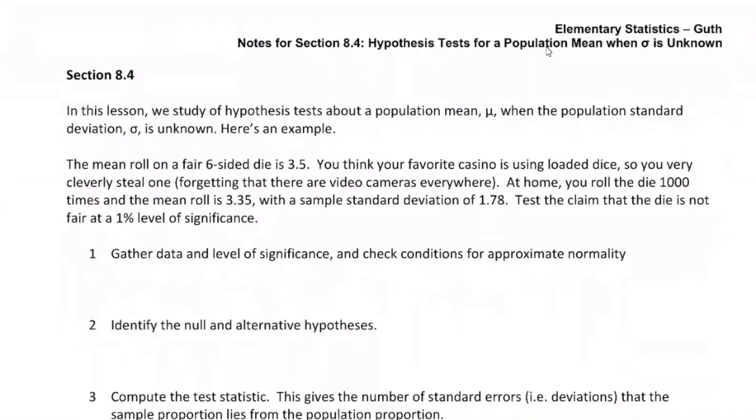Okay, so this is section 8.4. It's on hypothesis tests for a population mean again. But this time the population standard deviation is unknown. That's basically how things are in statistics. You really don't know anything about populations.